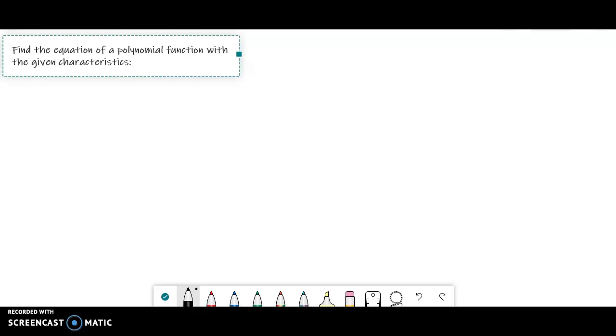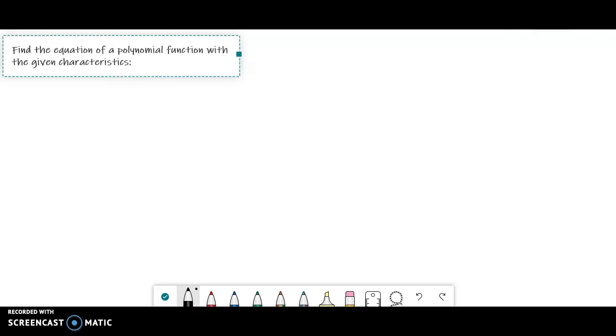In this video, I will be showing you how to find the equation of a polynomial function with given characteristics. To do this, we will be relying on the linear factorization theorem, which states that we can write any polynomial in terms of a leading coefficient and linear factors. So let's start with an example.